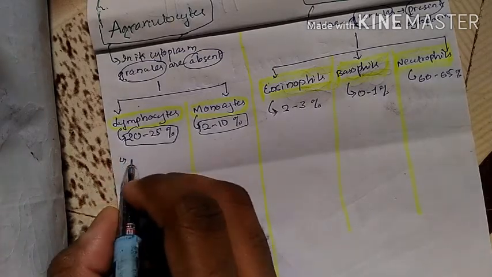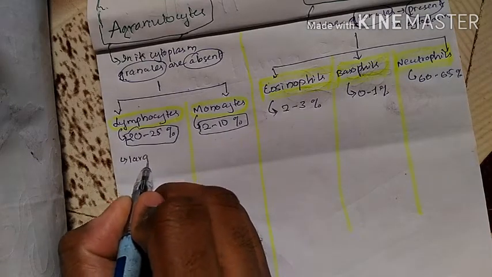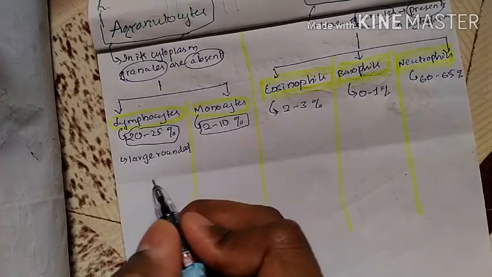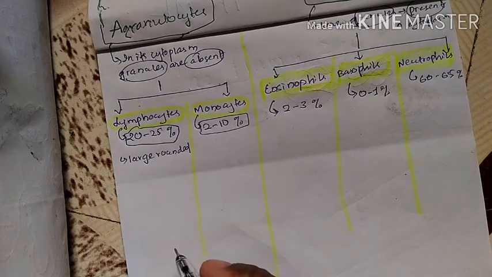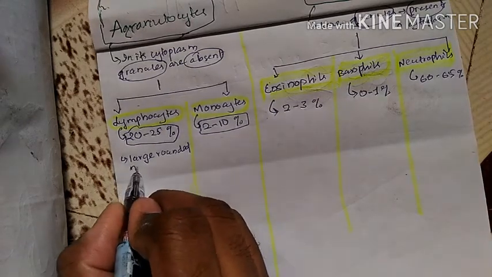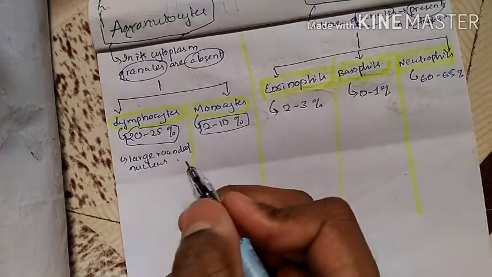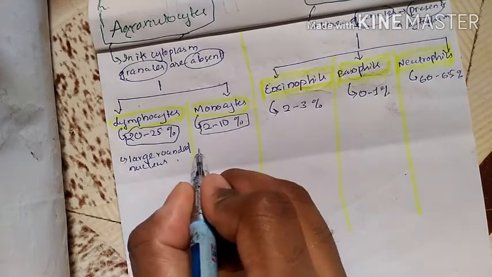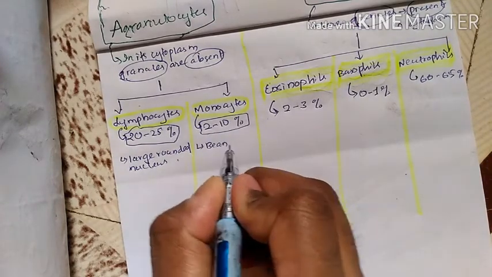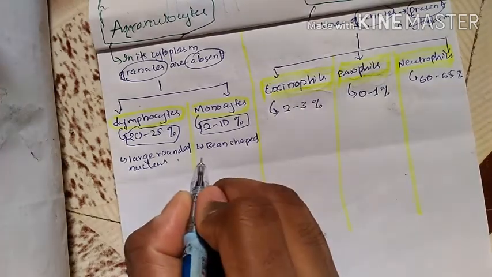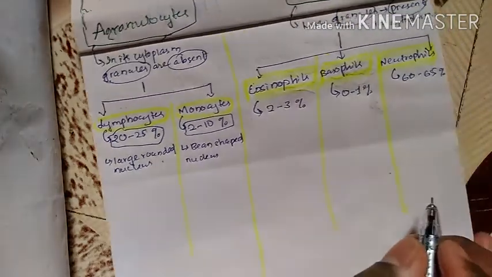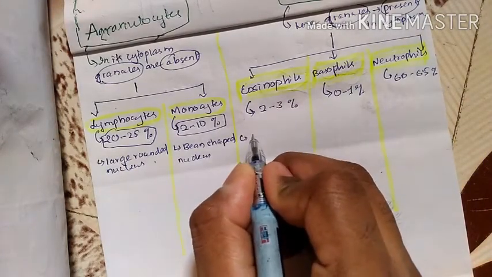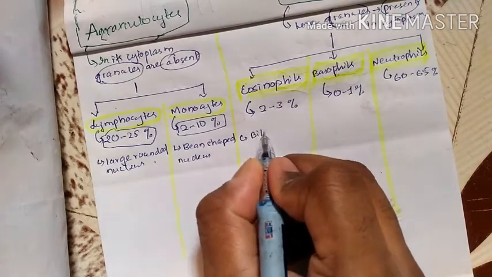Now we'll see the shape of the nucleus these cells have. The lymphocytes have a large rounded nucleus. The shape of the nucleus of lymphocyte is round and large. Now the monocytes: the nucleus of this type of cell is bean shaped. And the eosinophil nucleus is bilobed. Eosinophil cells have a bilobed nucleus.